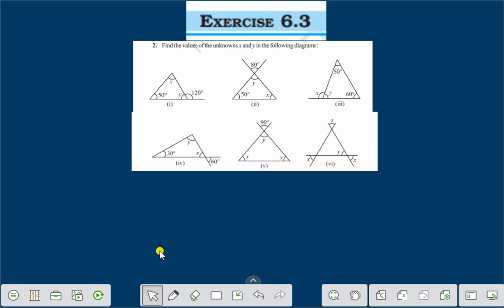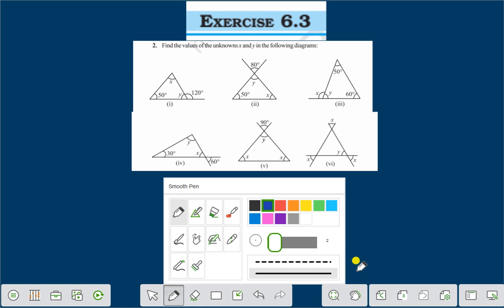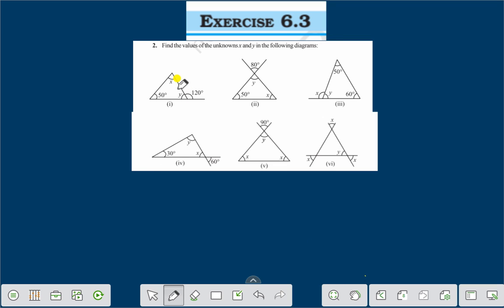Hello everyone. Today I shall discuss exercise 6.3 question number 2. Find the values of the unknowns x and y in the following diagrams. In question number 1, in figure 1, this is y, this is 120 degree, this is x, this is 50.